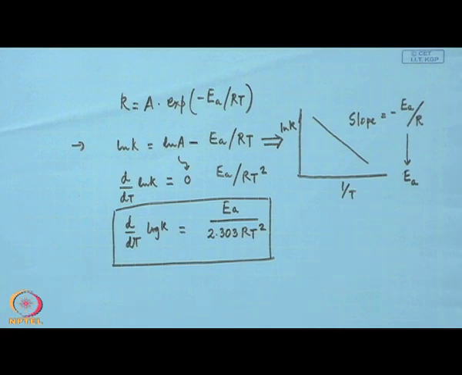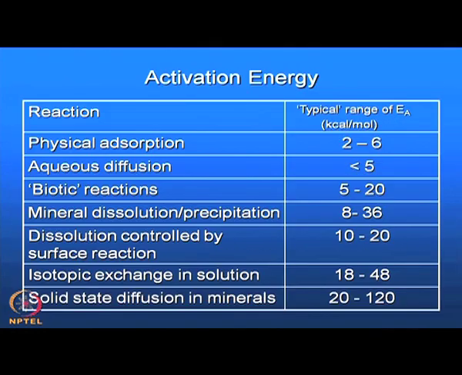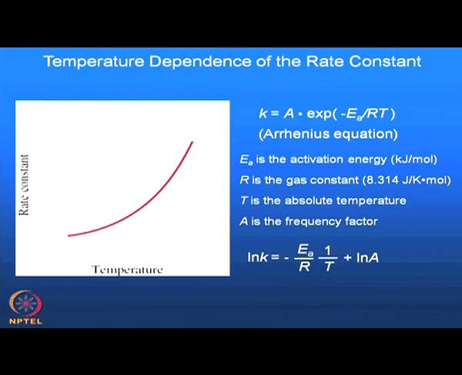So, now let us move on to the next slide. In this case it is plotted as rate constant versus temperature. You see, it is an exponential rise with temperature. And it always happens; it never happens that you increase the temperature and the rate constant decreases.